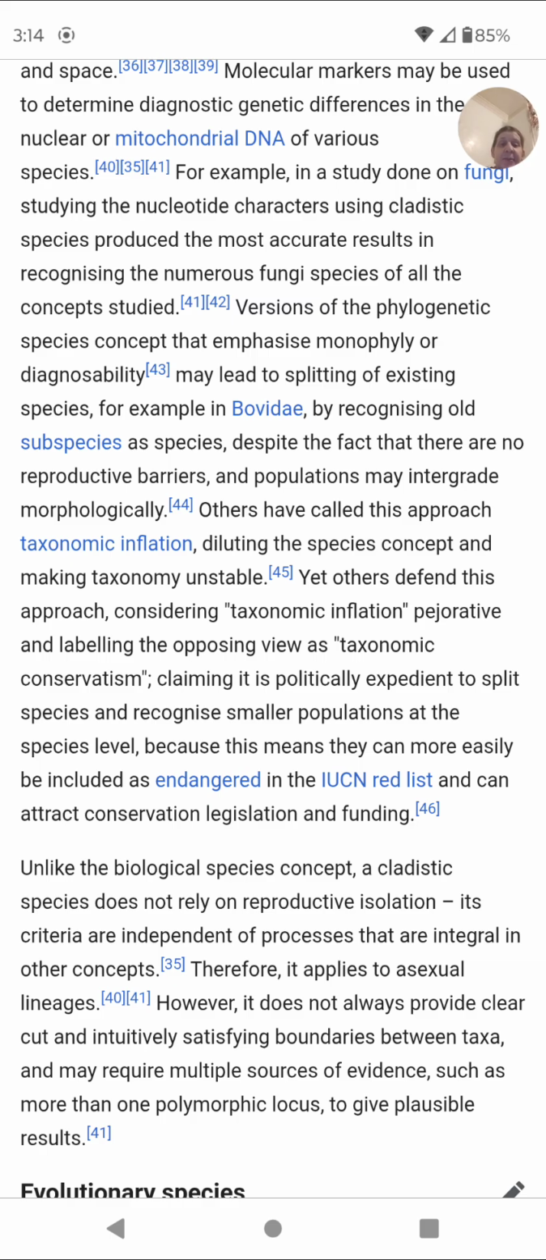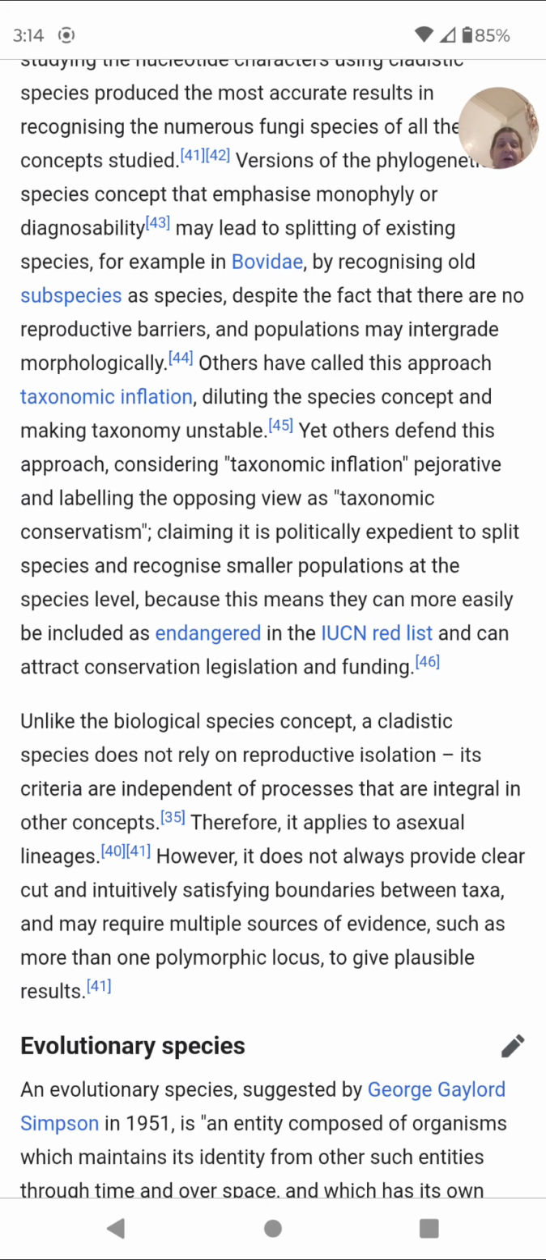Yet others defend this approach, considering taxonomic inflation productive and labeling the opposing view as taxonomic conservatism, claiming that it is politically expedient to split species and recognize smaller populations at the species level, because this means they can more easily be included as endangered in the IUCN Red List and can attract conservation legislation and funding.